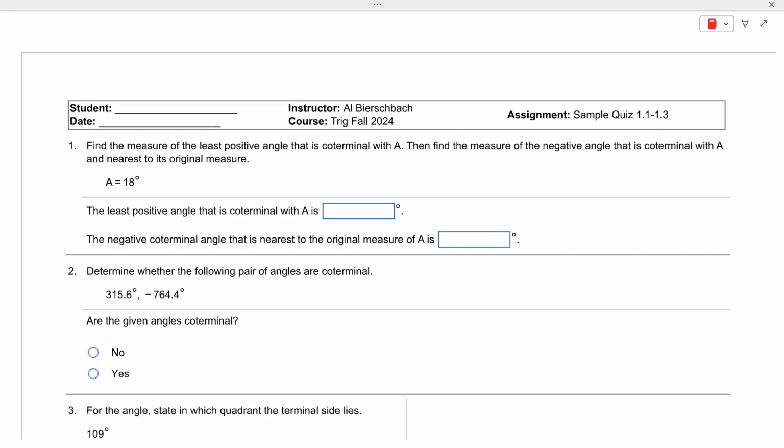How far do we go? 360 degrees. So, what's 360 degrees more than 18? 378. What's 360 degrees less than 18? So 18 minus 360. Negative 342. Okay? So coterminal angles are 360 degrees apart.